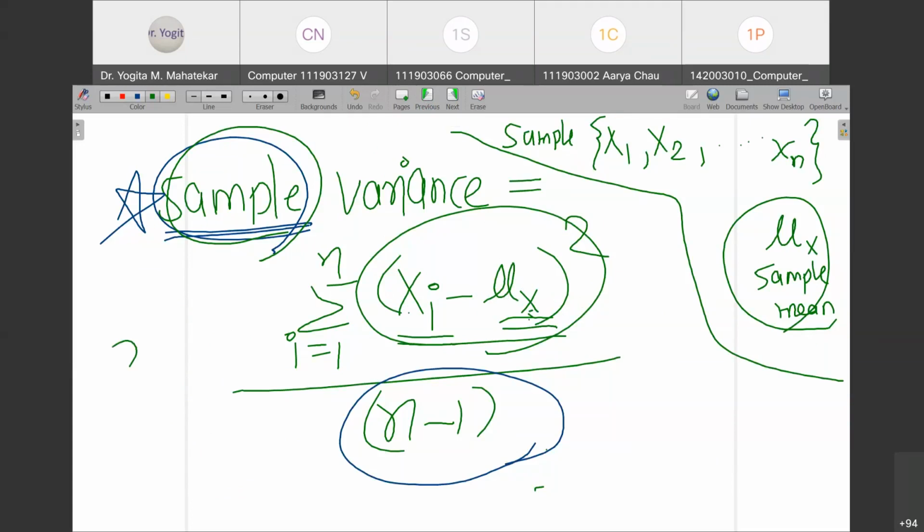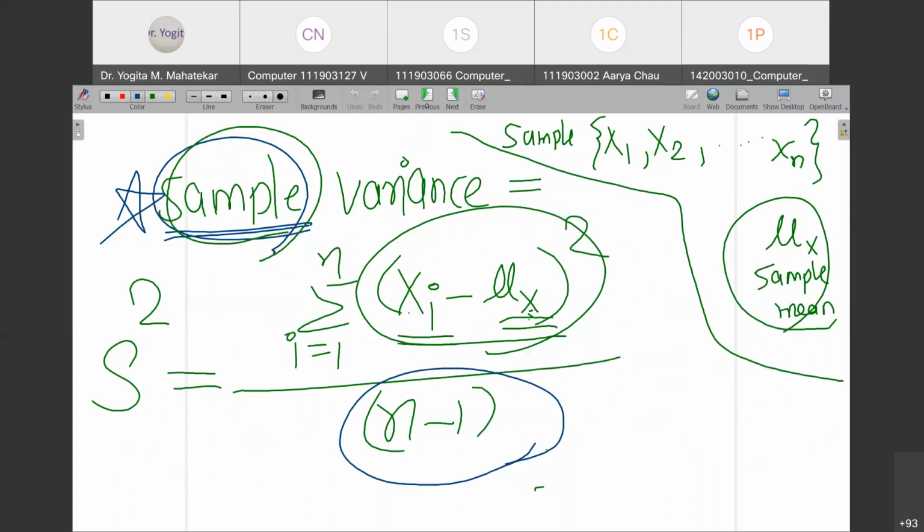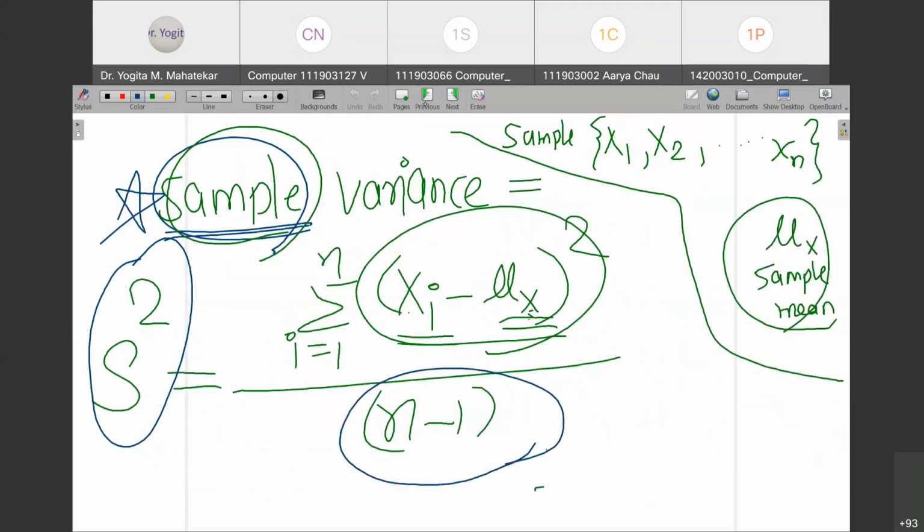And the sample variance, I denote it by S square. S square is the notation for the sample variance. And what is the notation for population variance? Sigma square. Sigma square is the notation for the population variance. Okay, so please note that also. In population variance, we divide by n. In sample variance, we divide by n minus 1.